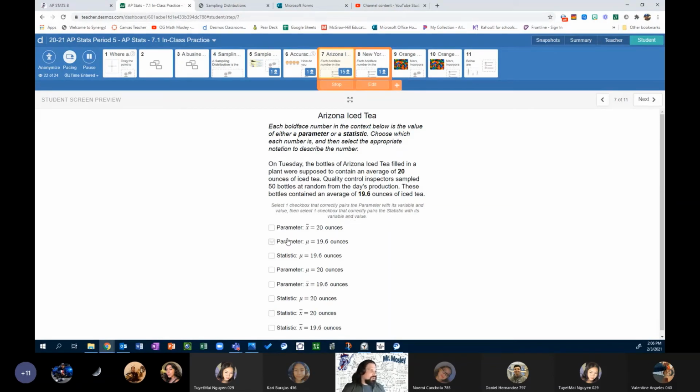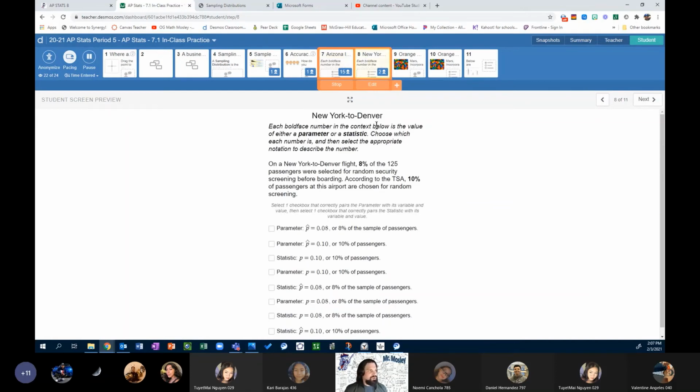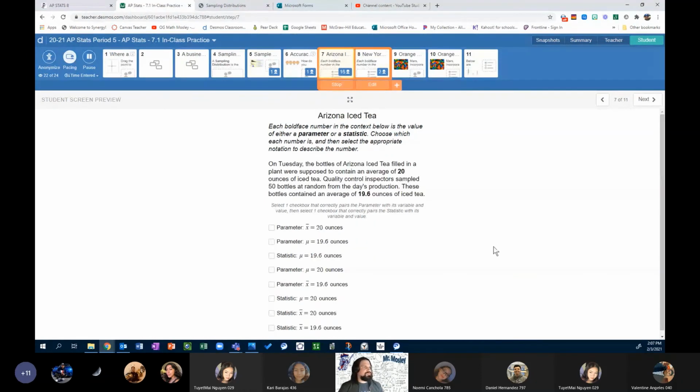There are 4 checkboxes that say parameter next to them. You need to select one of those. And then there are 4 that say statistic, select one of those. You'll do the same thing for the following problem with New York to Denver. Read the context and then correctly pair the parameter with its variable and value and the statistic with its correct variable and value. We'll take 3 minutes to do these, and then we will talk about it.